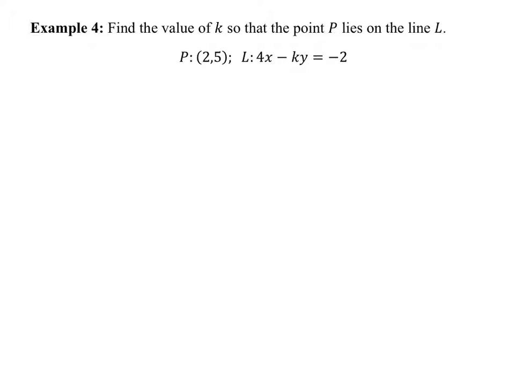So take a look at this example. If the point P lies on the line L, it must make this equation true. It must satisfy the equation. So what the 2 and the 5, where do they go? What do they go in for? X and y. So x, in this case, was 2. That goes in right here for x. And y was 5. That goes in right there. So if a point, write yourself a note if you need to, if a point lies on a line, it satisfies that equation. As a result, you solve for k.